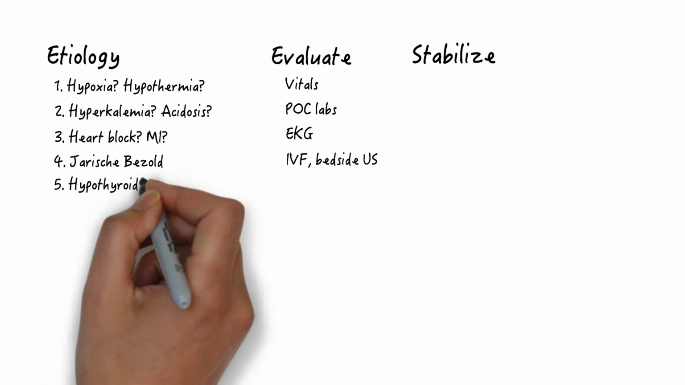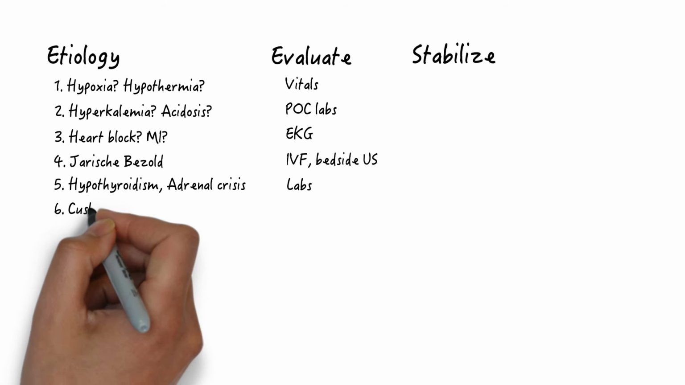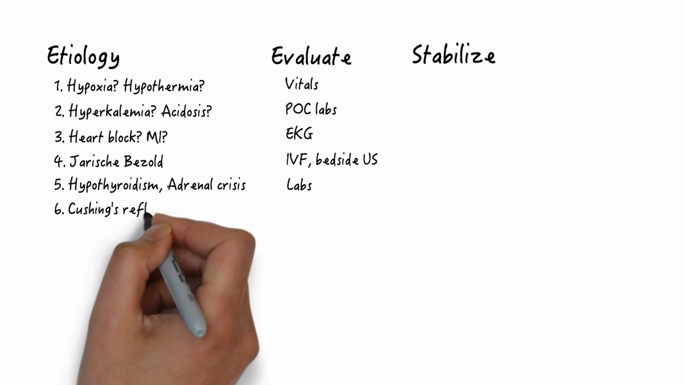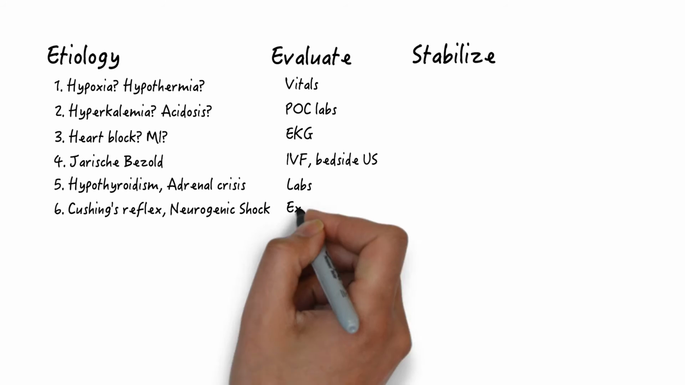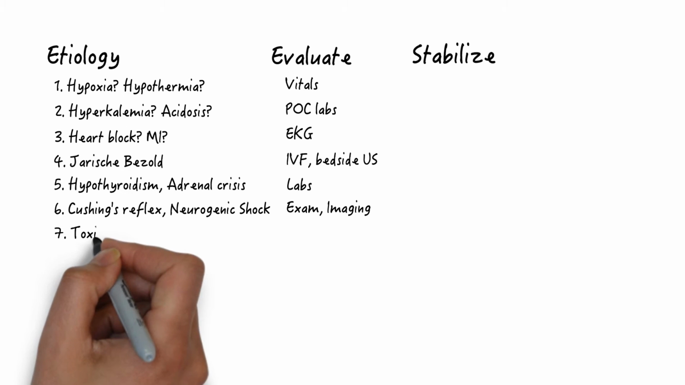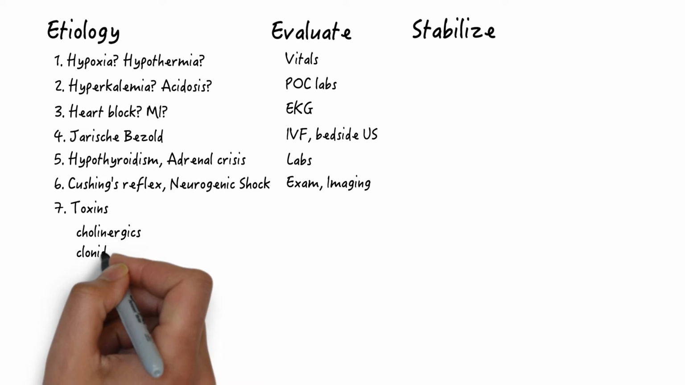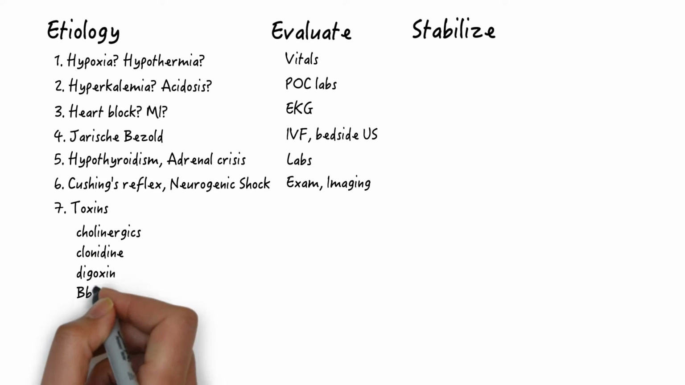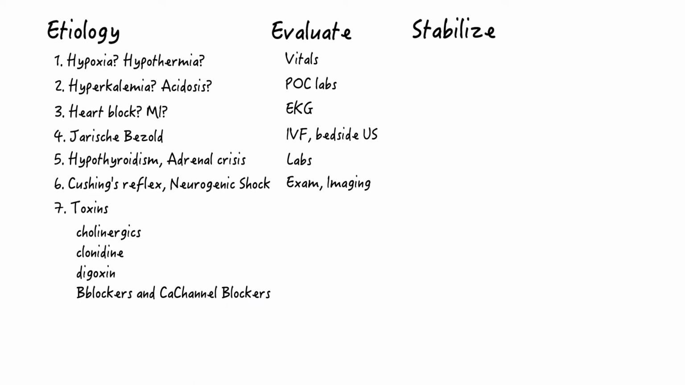There's also endocrine disorders like hypothyroidism and Addison's. You'll have to rely on labs for this one. And there are neurological reflexes, like Cushing's reflex of the brain, though this is usually hypertensive, or neurogenic shock from epidural abscess or trauma. Lastly, consider toxins. The four classes of toxins that induce bradycardia include cholinergics, clonidine, digoxin, beta blockers, and calcium channel blockers.